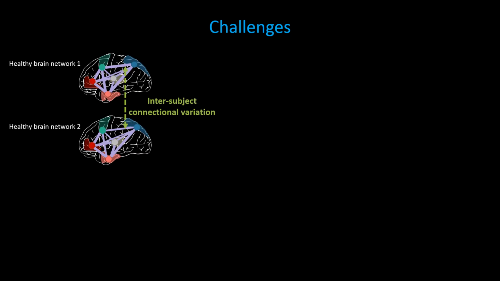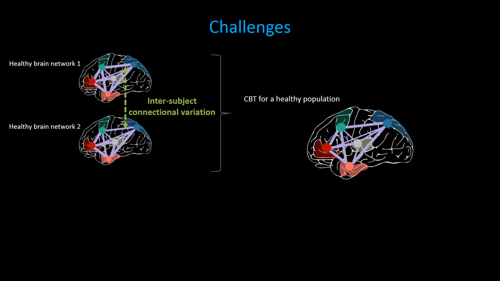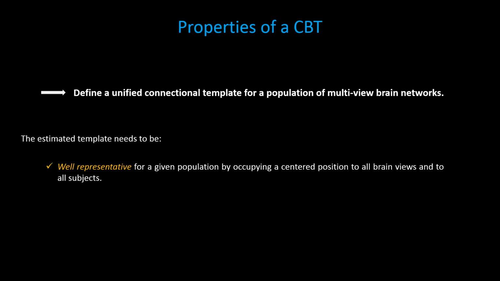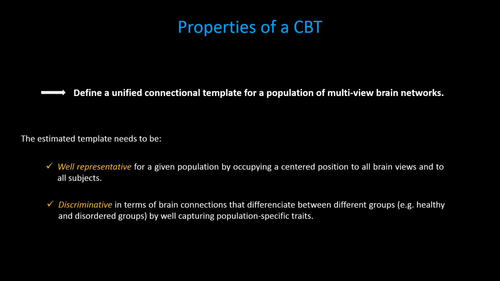In fact, inter-subject variability is the variation in connectional traits between subjects in a given population, let's say a healthy one. In such a case, the estimated CBT should be robust against these variations, while spotting pathological connections in disordered brain networks as deviation from the normalized healthy template. Therefore, the estimated template has to be well representative for a given population by occupying a centroid position with respect to all subjects and all views. Also, it has to be discriminative in terms of brain connections that differentiate between different groups by well capturing population-specific traits.